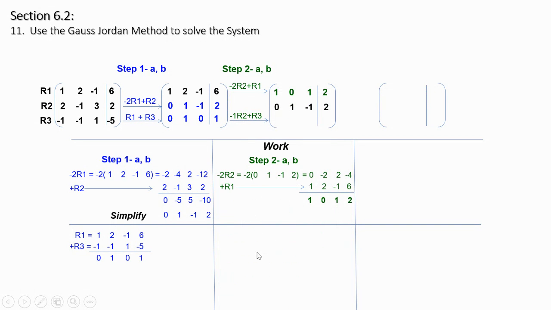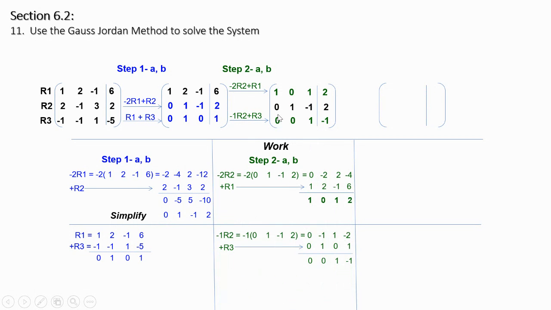So negative 1 times row 2 is going to give us 0, -1, 1, and -2. Then when I add it to row 3, it's going to give us 0, 0, 1, -1. So that is my new row 3, and I'm done with step 2.